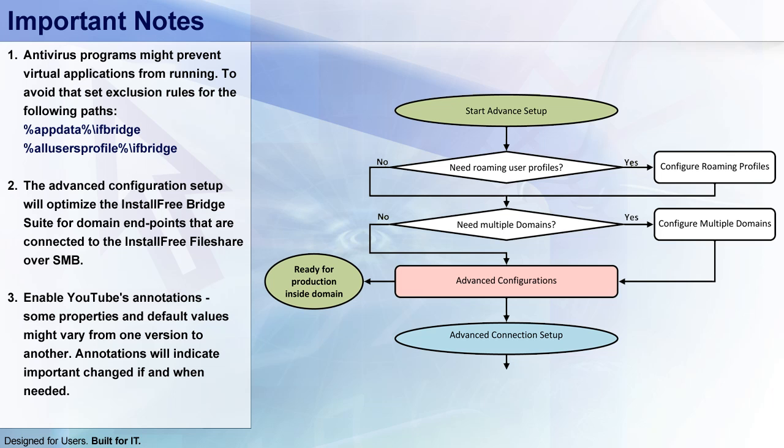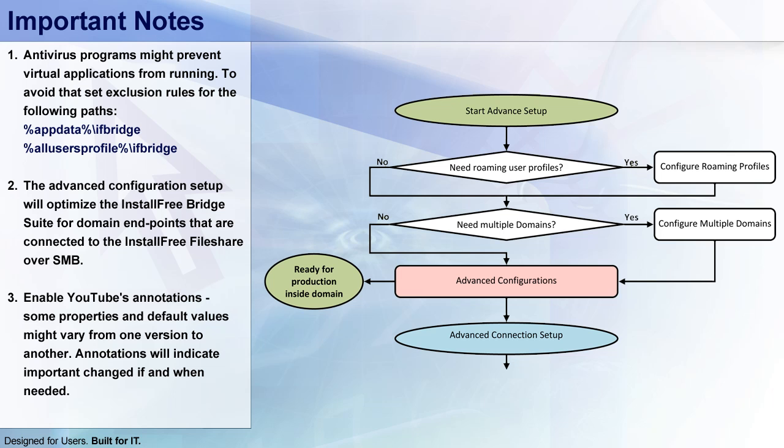domain endpoints that are connected to the InstallFree file share over SMB. And this is the default setup we usually recommend to start with. Once done with this phase, you can go on and configure advanced connection scenarios, which are covered in later videos. Also, please note that some properties and default values might vary from one bridge suite version to another. In case the change is important, an annotation will appear describing what has changed.